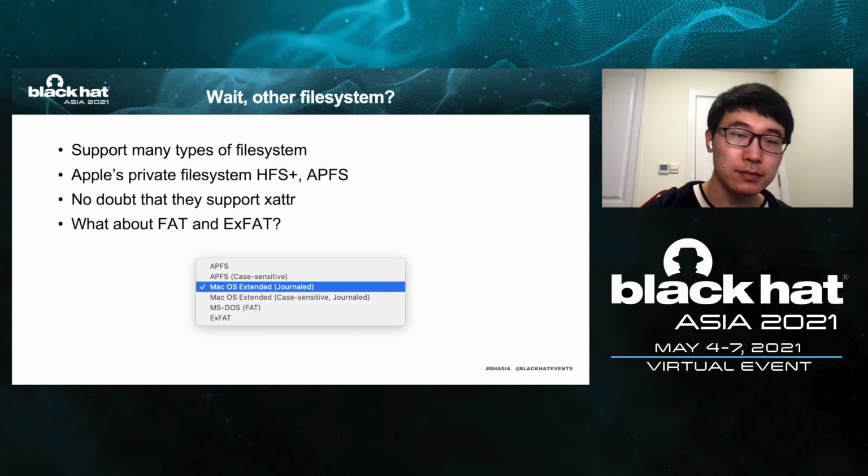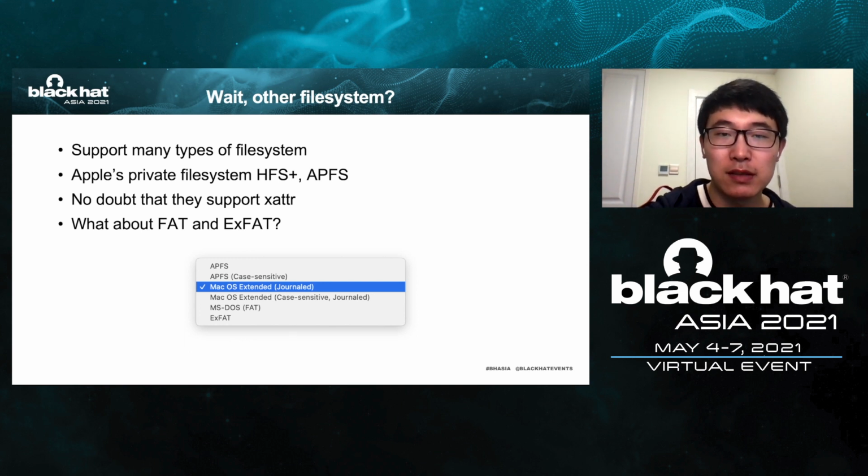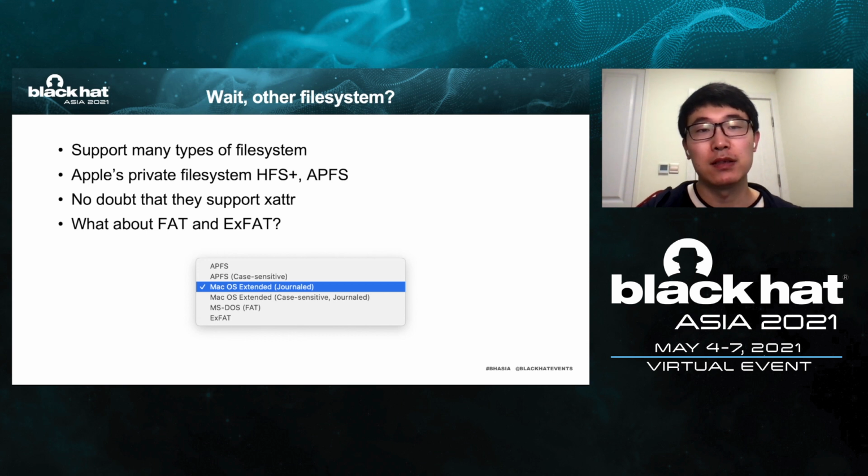Okay, I noticed that macOS supports many file system formats. Refer to the Disk Utility application. You can see HFS Plus and APFS. These two are Apple's private file systems. There is no doubt that they support xattr. But I noticed that there are other file systems, FAT and exFAT. Do these support xattr too?